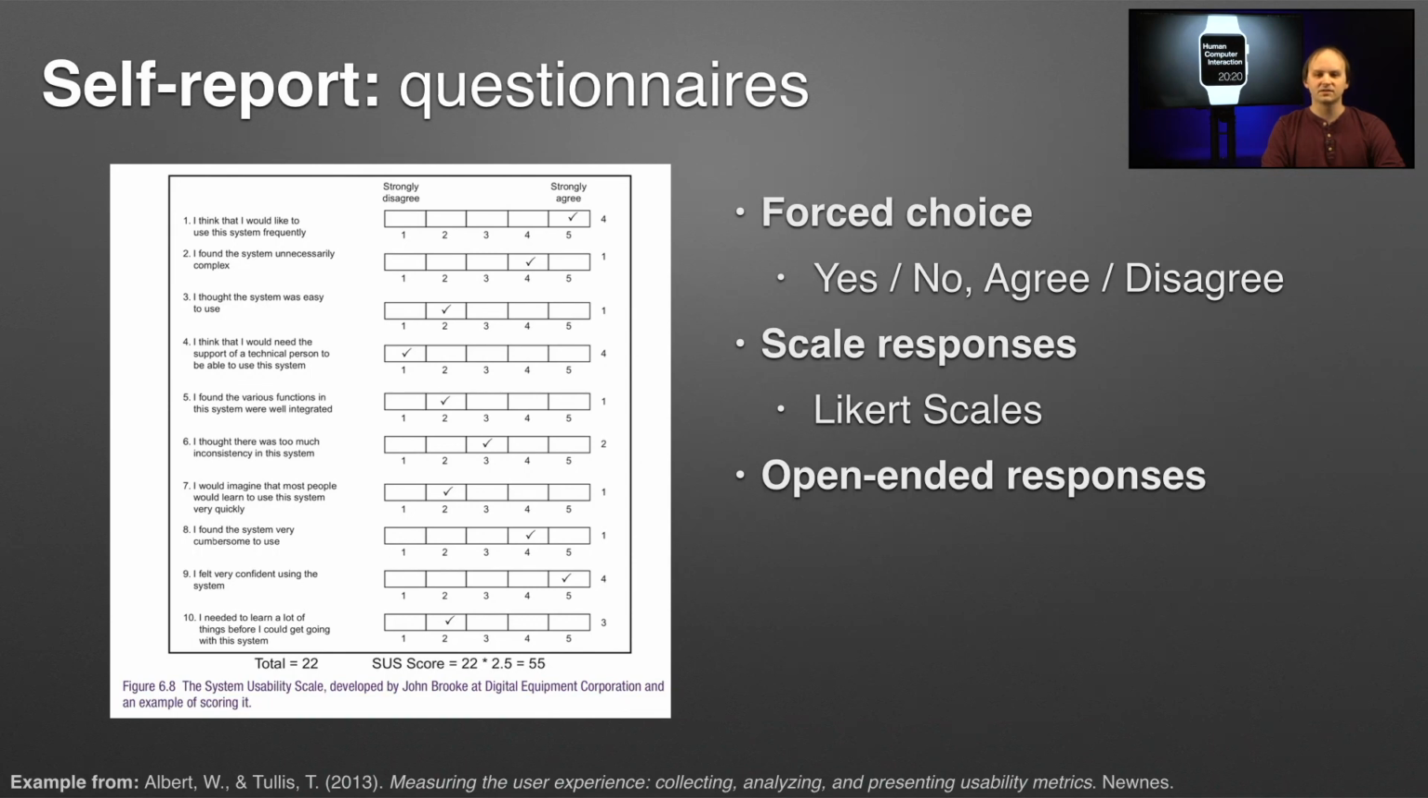So you can have simple questions, like a forced choice question where you can have somebody say yes, no, agree, disagree. You can have a scale response, which is usually called a Likert scale. You'll hear it pronounced Likert sometimes. It's actually Likert. So you'll see that's a scale, kind of like what's shown here, 1 through 5, and you've got some anchors on each side, so 1 being strongly disagree, 5 being strongly agree. Or you can even have open-ended responses. How did you feel about using this robot? Or what was the best part of the software? That kind of thing.